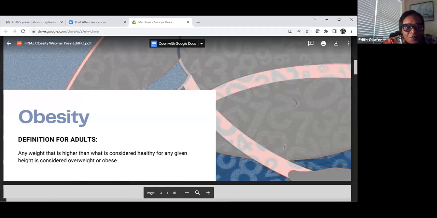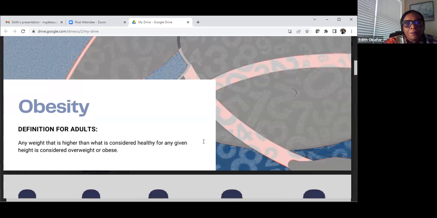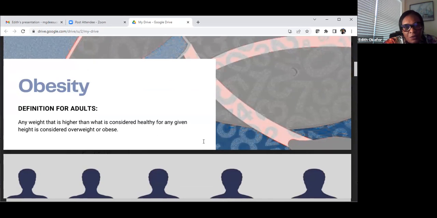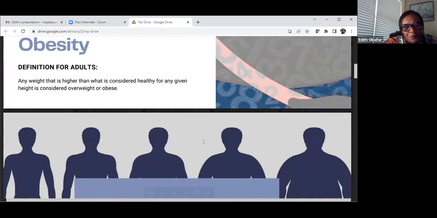Got it. Okay, so let's look at the definition. In adults, it's defined as any weight that is higher than what is considered healthy for any given height. And it could be overweight, it could be obesity. Okay, and you're going to see why it could be overweight, it could be obesity.